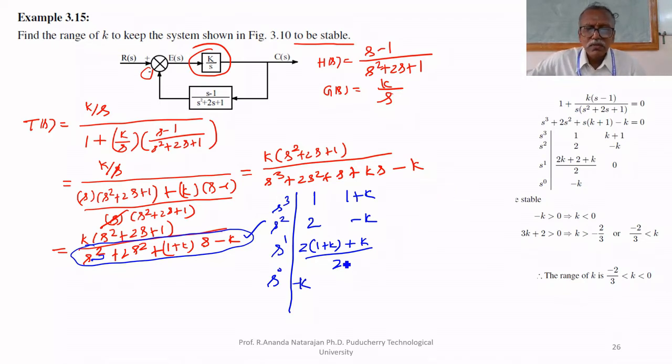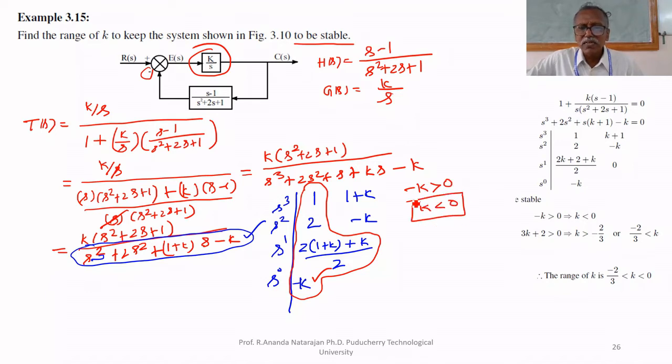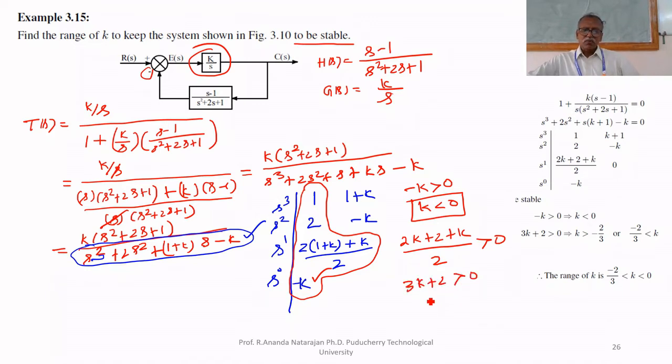Therefore, all elements in the first column must be positive. If you take this, minus K should be greater than 0, or K should be less than 0. That is the first condition: K must be less than 0. If you consider this, 2K plus 2 plus K divided by 2 must be greater than 0, or 3K plus 2 must be greater than 0, or K must be greater than minus 2 by 3.